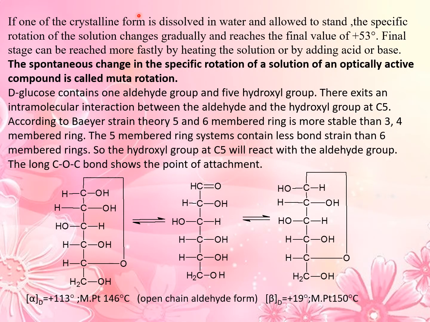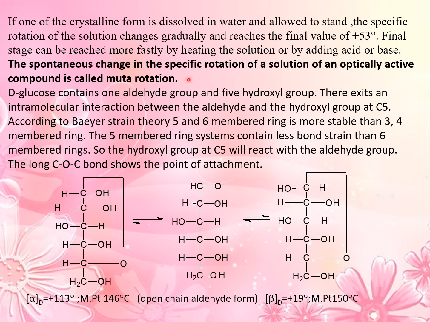If either crystalline form, alpha D-glucose or beta D-glucose, is dissolved in water and allowed to stand, the specific rotation of the solution changes gradually and reaches a final value of plus 53. Plus 113 of alpha D-glucose changes to plus 53, and plus 19 of beta D-glucose changes to plus 53. This final value can be reached faster by heating the solution or by adding acid or base.